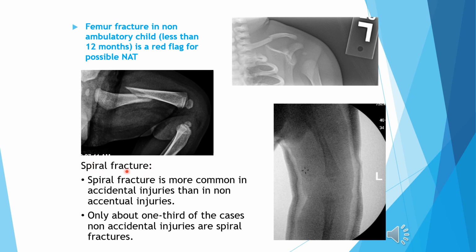One word about spiral fracture, because people think that spiral fractures are accidental trauma for sure. There are two facts to remember: spiral fractures are actually more common in accidental trauma than non-accidental trauma, and only 1/3 of cases of non-accidental trauma are spiral fractures. So the fact that a fracture is a spiral does not really help you to differentiate between accidental and non-accidental trauma.